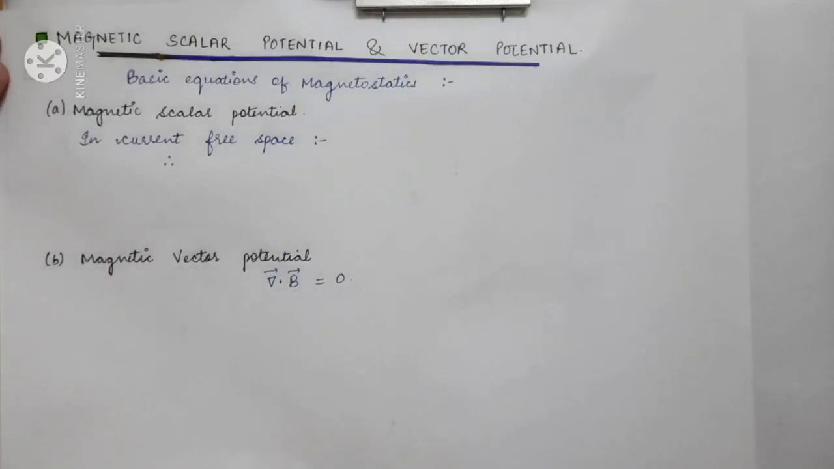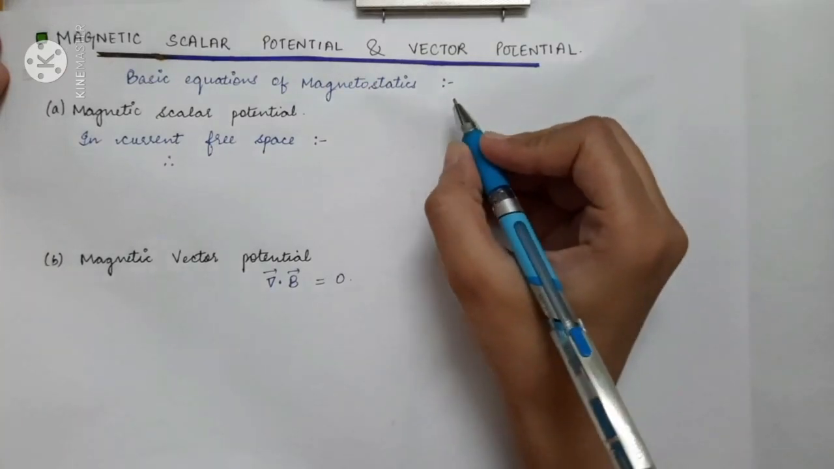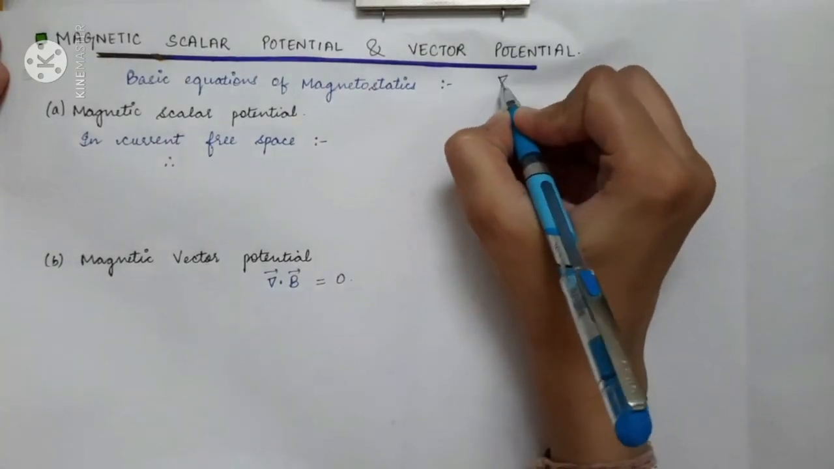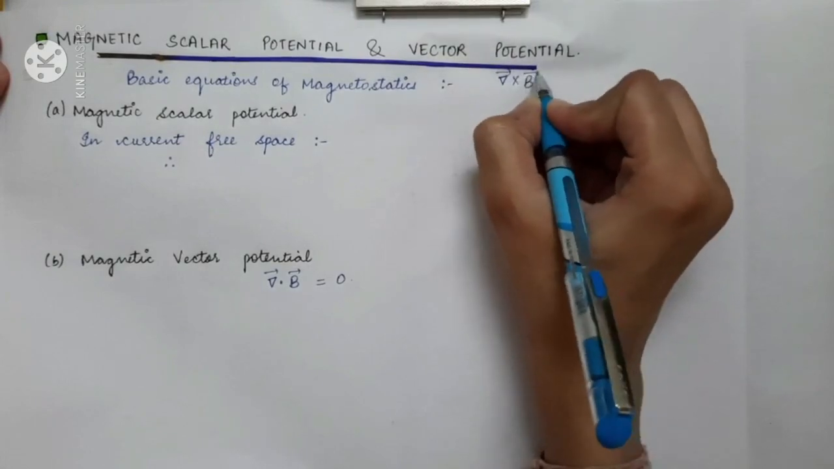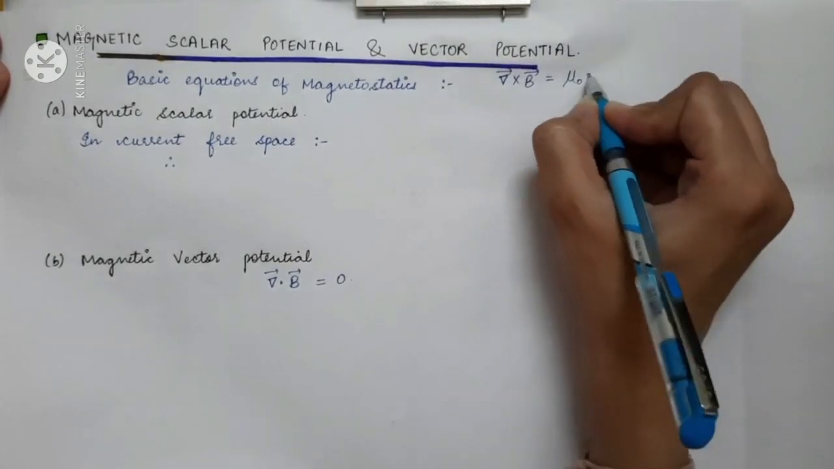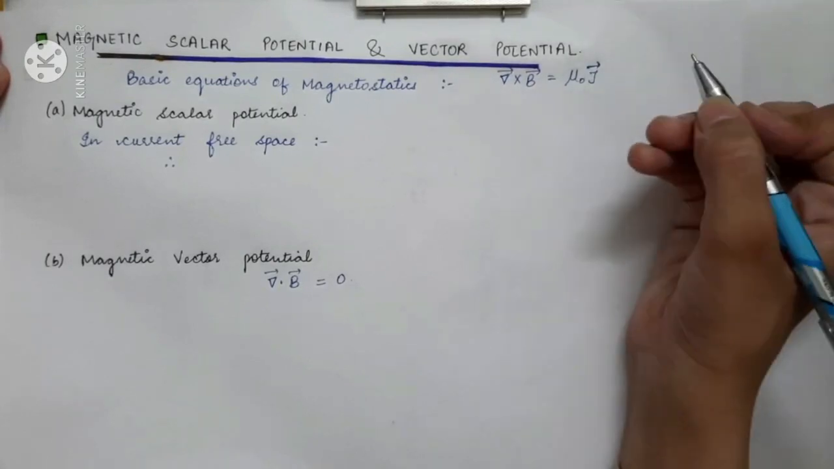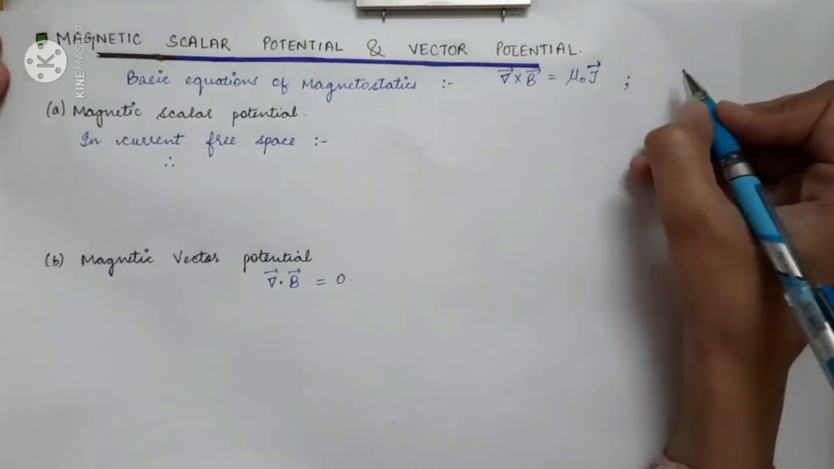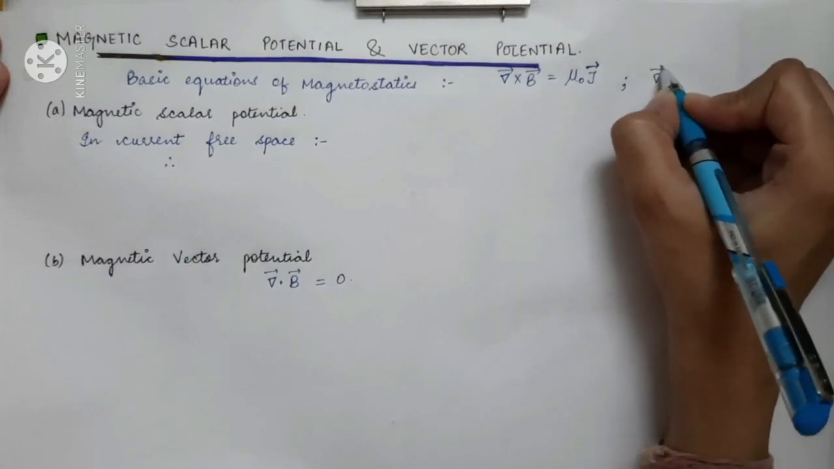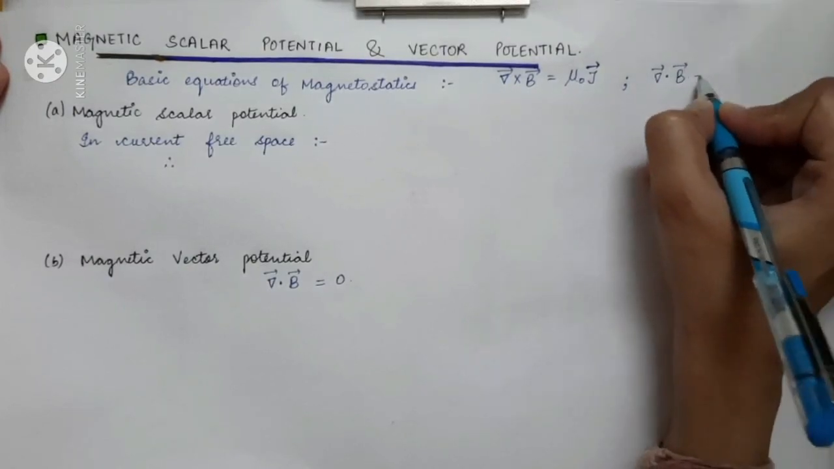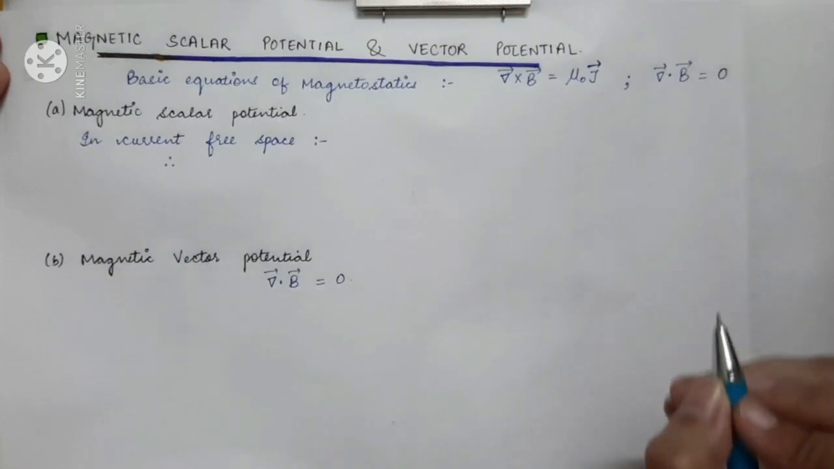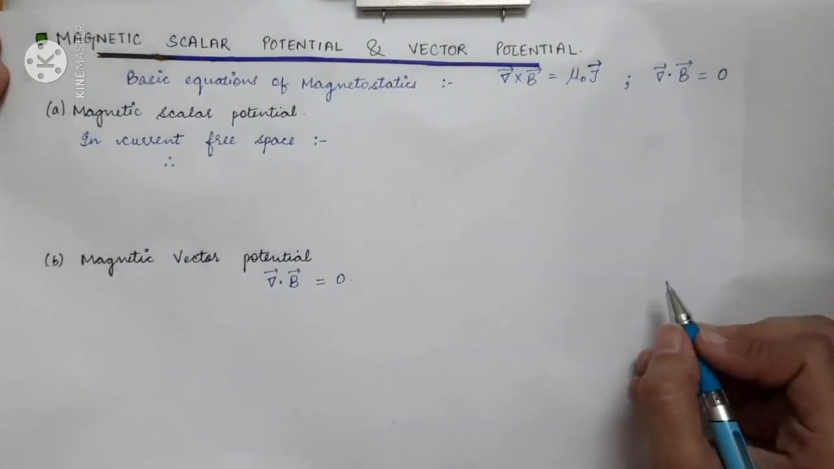Now we are going to discuss magnetic scalar potential and the magnetic vector potential. We already know the two basic equations of magnetostatics. The first one is curl of magnetic field is equal to mu naught times J vector. And the second equation that we derived in the previous lecture is divergence of magnetic field is always equal to 0. So these are the two basic equations of magnetostatics that we have derived.